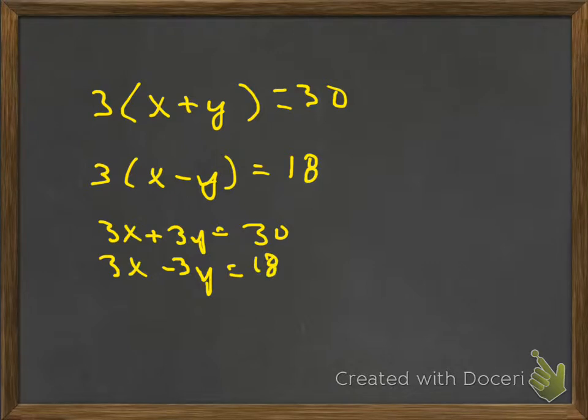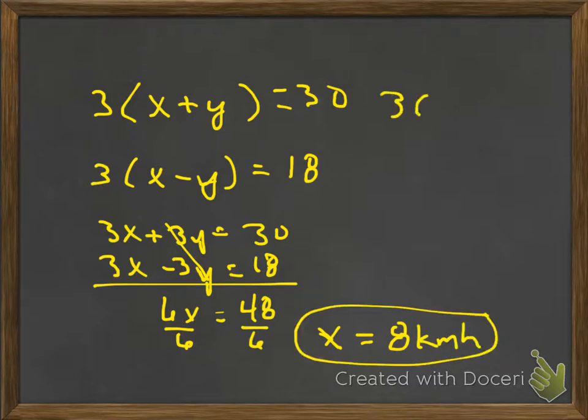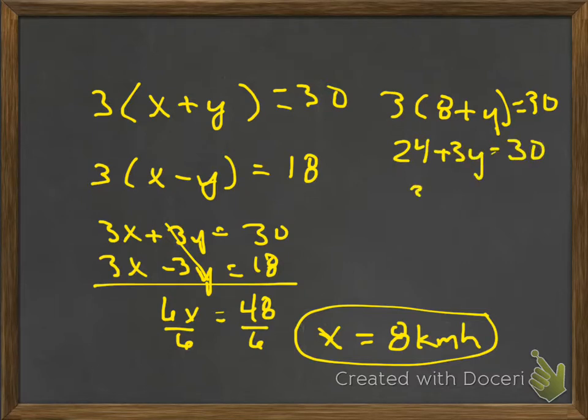Notice my y's can cancel out. I got 6x equals 48, and I can divide by 6 to get x equal to 8. And that's kilometers per hour. That's how fast Jim's going. Now I can put that into the first equation and say 3 times (8 plus y) equals 30. Notice all I did was put the 8 in place of the x. Go ahead and distribute if you want. 24 plus 3y equals 30. Subtract, then divide, and you would get y is equal to 2 kilometers an hour.